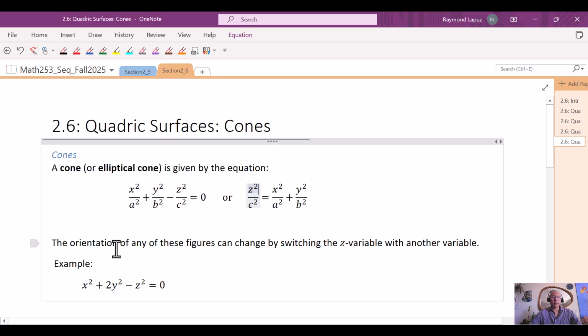And here it says the orientation can be switched if you change the z variable, or the variable that either has a negative if it's in one of the standard forms where it's equal to 0, or if we bring that variable over to the other side and then the other two variables are positive.